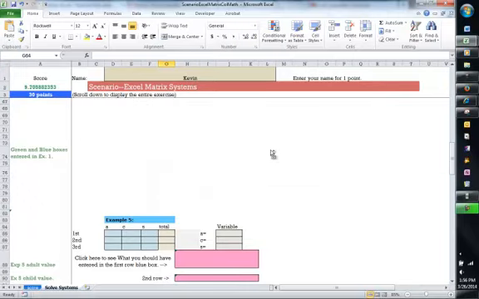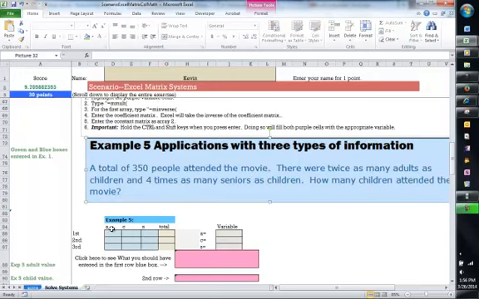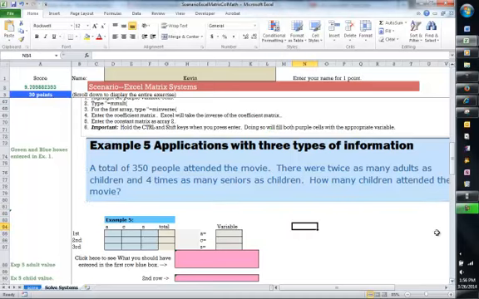This is a 3x3 matrix, which is a little bit tougher. A total of 350 people attended the movie. The next one is example 5, and we're going to use 3 equations to solve this problem. We have the number of adults plus the number of children plus the number of seniors is 350 people. It tells us that there were twice as many adults as children. So for every 1 adult, there were -2 children if you want them to be equal to 0. I'll show you the math for that.